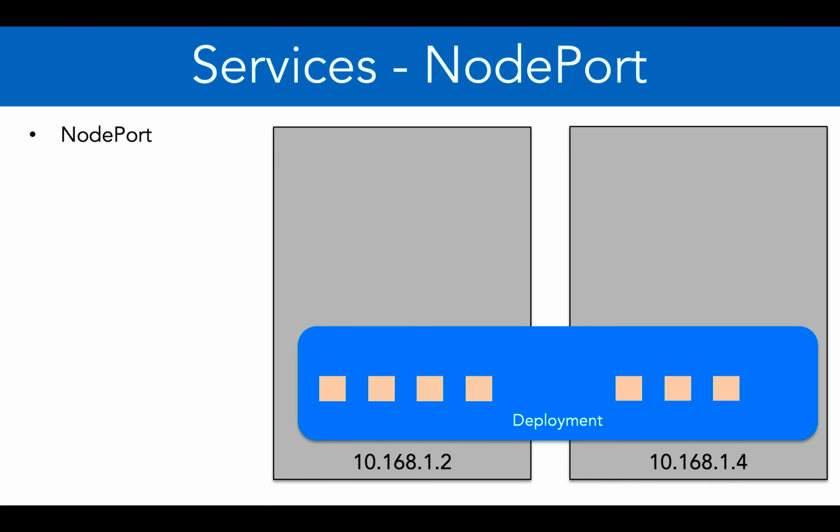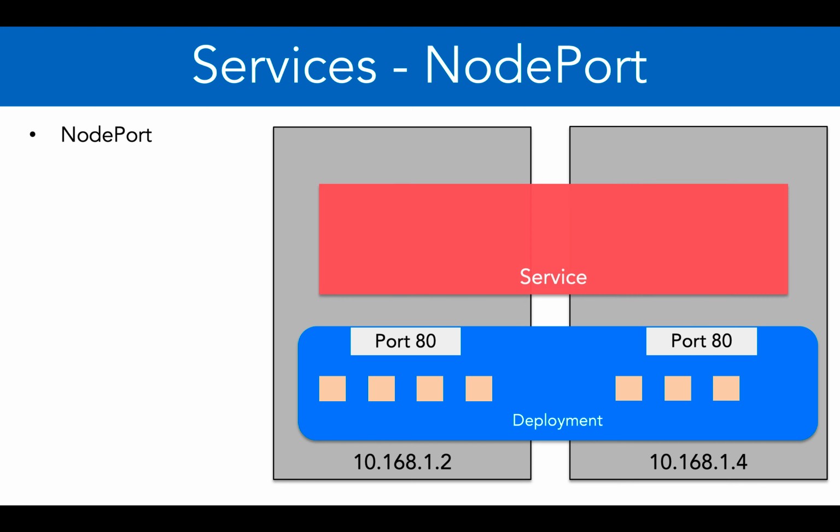Let's see how it works in multiple node scenarios. So here we have two nodes with IP address 10.168.1.2 and 10.168.1.4. We have this deployment which is spanning across both the nodes. The application is exposed, or the container is exposing the application, on port 80, and we create the service. So the service port is 8080.